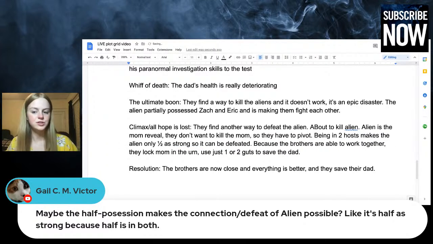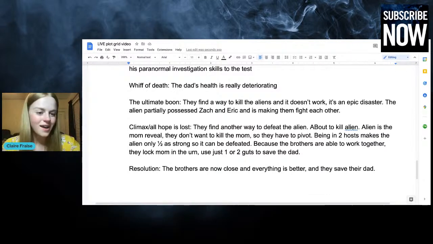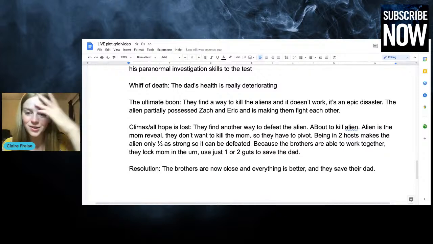And both of them have to recognize their shame and their internal struggles, because maybe the alien feeds on their fear or something. So they have to come to terms with the guilt that they carry about their mom's death in order to hold on to their brain enough to work together to defeat the alien inside their brain. We're all geniuses. This is going so well.